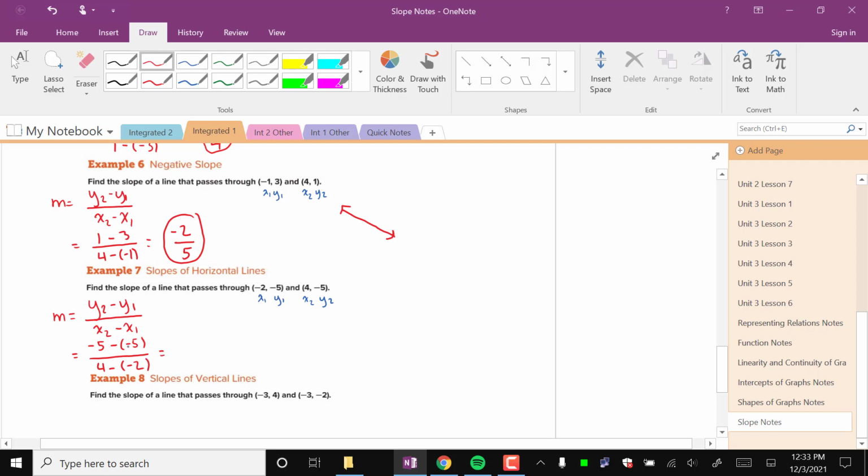Negative 5 minus negative 5 becomes negative 5 plus 5, which is 0. 4 minus negative 2 becomes 4 plus 2, which is 6. 0 divided by 6, we can do that. That is 0. So this is known as a horizontal line. It has no slope, meaning it does not go up, it does not go down. It just goes straight across. So it would look like this on the graph.